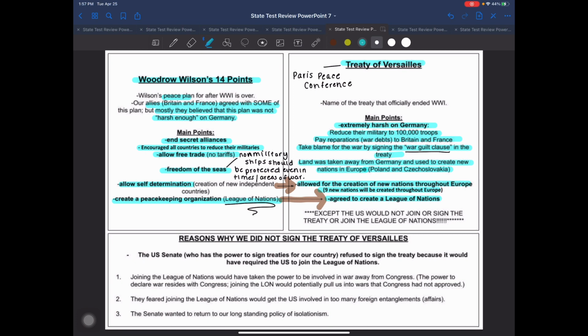But here is the important thing, and I need to fix this. There's a typo, and it's probably in your paper as well. It says, except the U.S. would not, and I'm going to mark out these 2 words. Doesn't make sense with them in there. Except the U.S. would not sign the treaty or join the League of Nations. So we didn't sign this treaty or join the League of Nations.